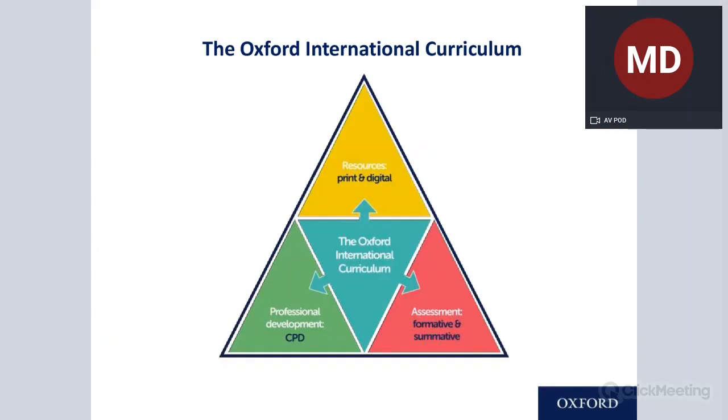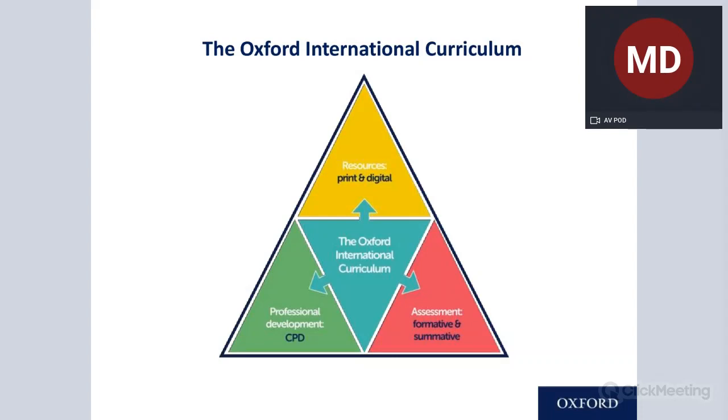Essentially, the Oxford International Curriculum is an integrated educational product and service solution, and it's comprised of 4 parts, as you can see in this triangle. Number 1, at its heart, in the center, is the curriculum itself, and we'll talk about that in the next few slides. Second part of this triangle, pointing upwards, is resources. We have here print or digital, and these make the curriculum come to life for your teachers and your learners every day in the classroom.